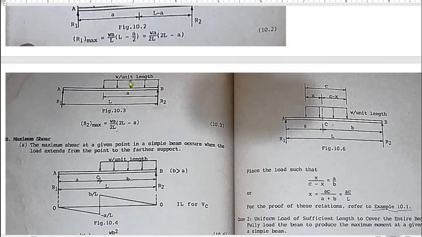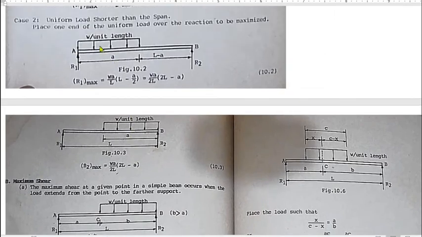Dito naman, yung uniform load, nilipat niya sa reaction B. In this case, ang maximum reaction mo dito ay nasa point B. Okay, so same equation lang sila. This is 2L minus A. This is also 2L minus A. Next, we go to maximum shear.